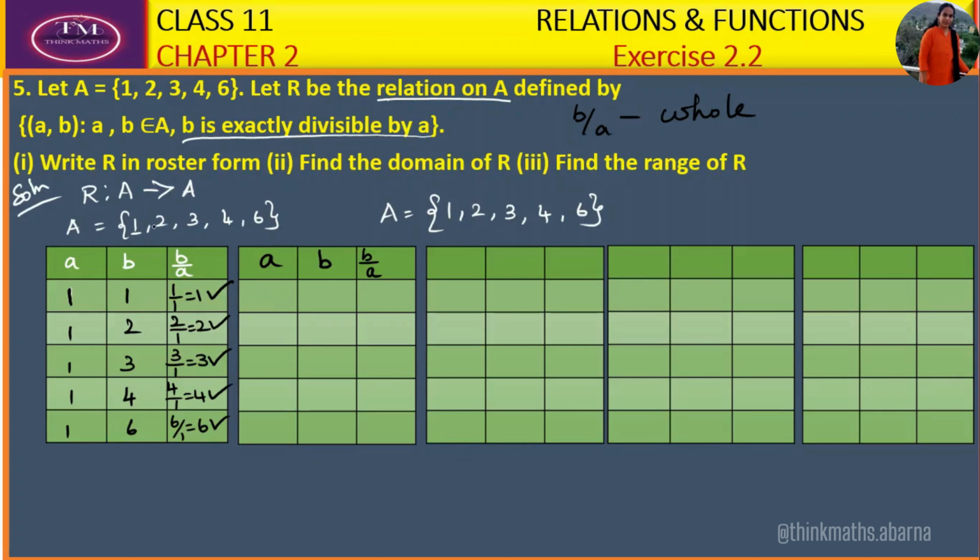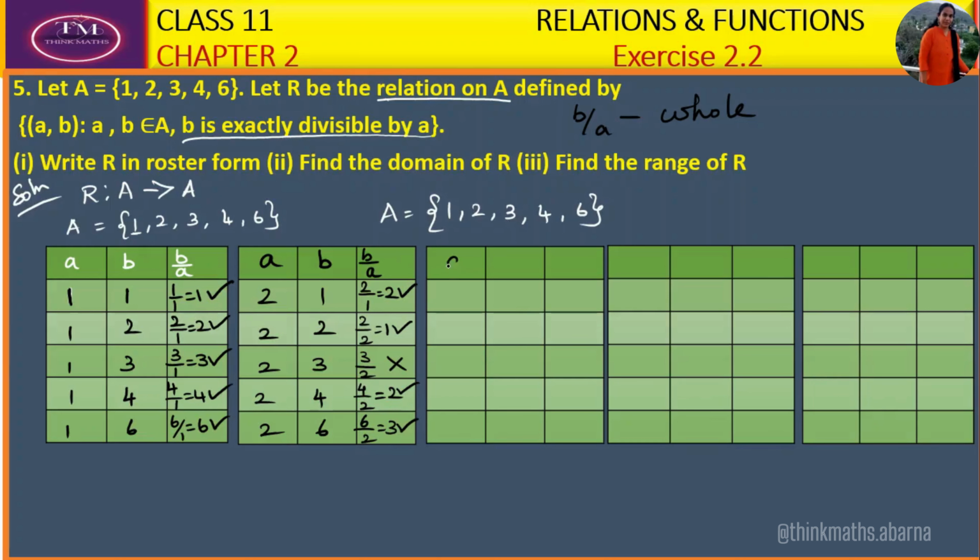Next, in the same way, I am going to take the second element, which is 2, and pair it with all the elements: 1, 2, 3, 4, 6. 2 by 1 is 2. Yes, it is a whole number. Next, 2 by 2 is 1, a whole number. 3 by 2 is not a whole number. It is not exactly divisible, so this will not come. Next, 4 by 2 is 2, a whole number. 6 by 2 is 3, and this is also a whole number.